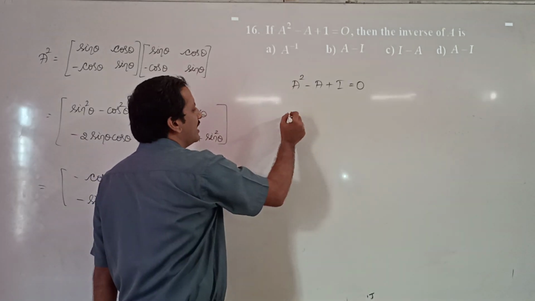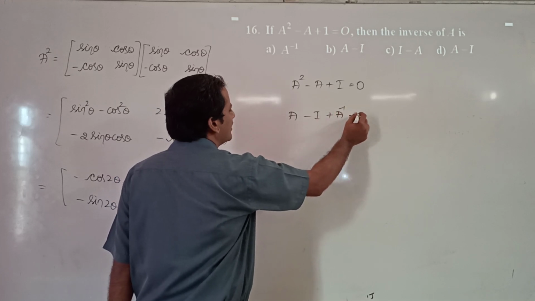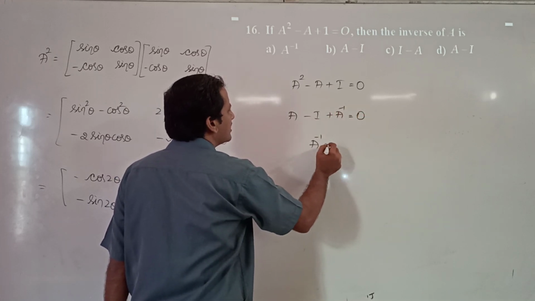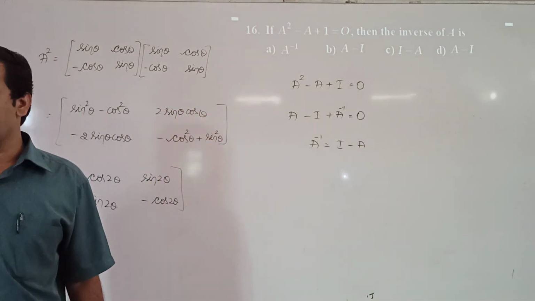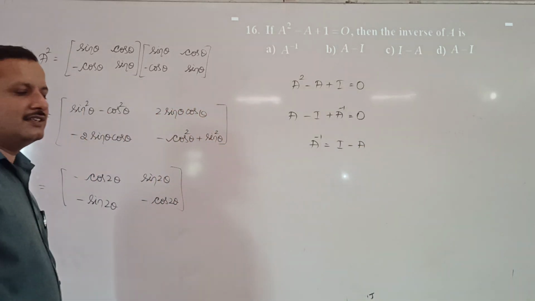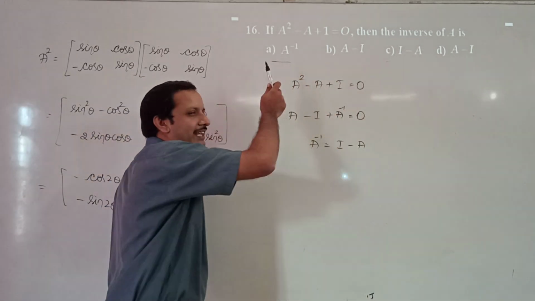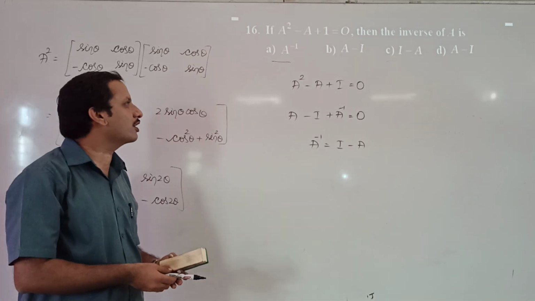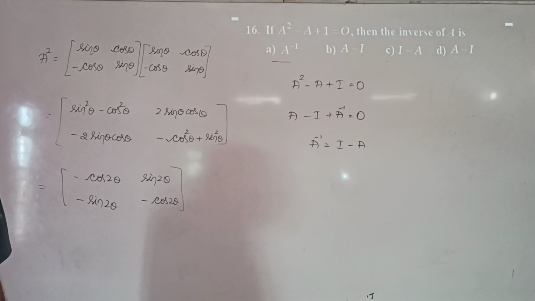When I multiply by A inverse, this will become A, this will become I, this will become A inverse is equal to 0. So A inverse is equal to I minus A. Option C is the answer. Some students may think option A is also the answer. In a way, you are right. Both options are correct, option A as well as option C. But option C is the most appropriate answer.